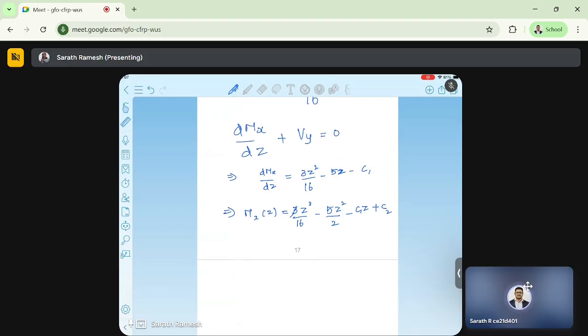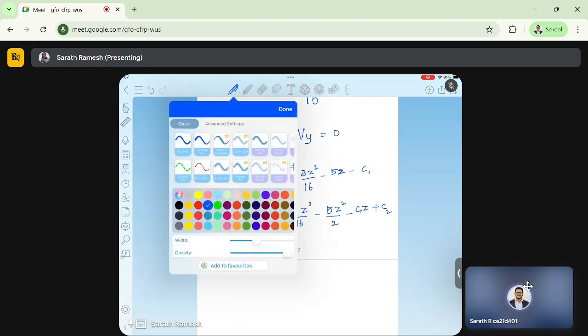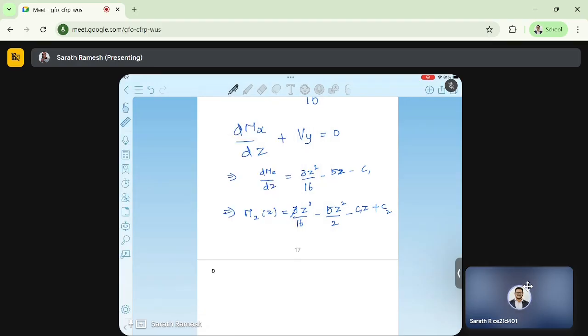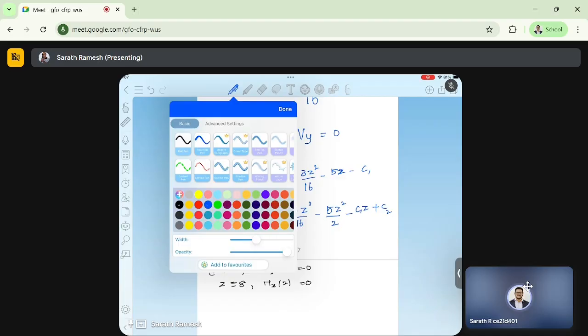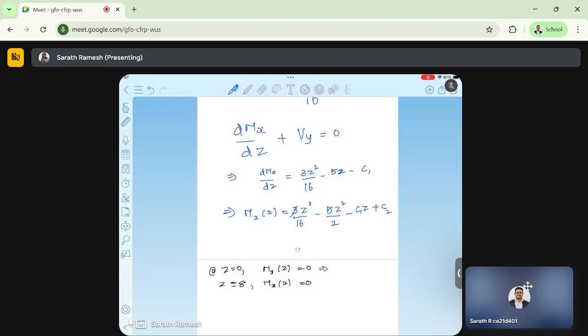Now let's apply the boundary conditions. What are the boundary conditions? This is a simply supported beam. So at z equal to 0, my Mx of z will be 0. Similarly, at z equal to 8, my Mx of z will be 0. So this first boundary condition will give us C2 is equal to 0, right?